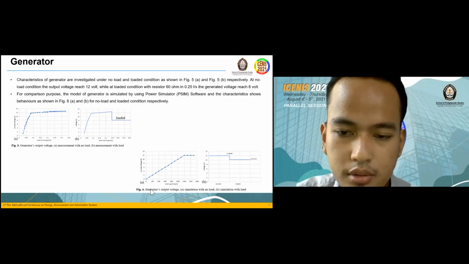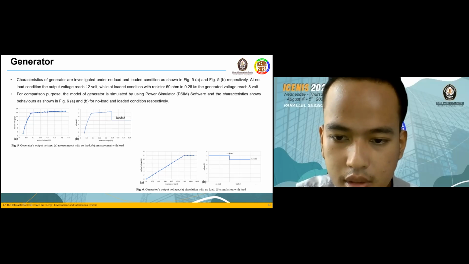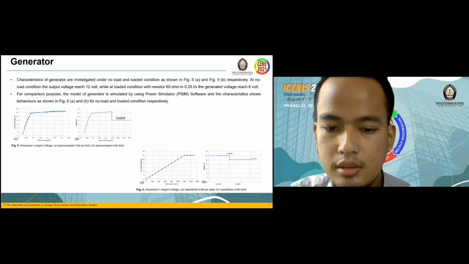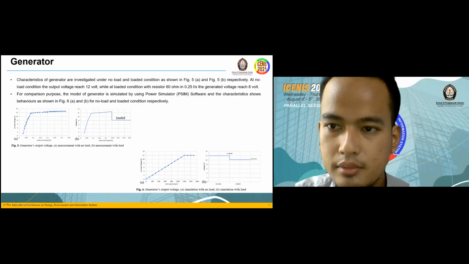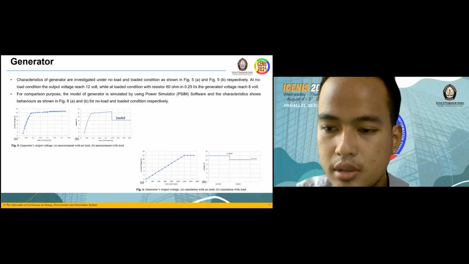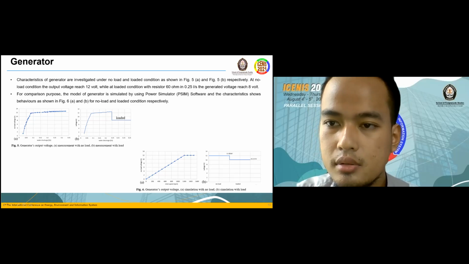For comparison purposes, the model of the generator is simulated by using a power simulator. We can see in figure 6a, the simulation of the generator in no load condition. We get output voltage 12 volt. And in figure 6b, when in loaded condition, the voltage dropped to about 10 volt.